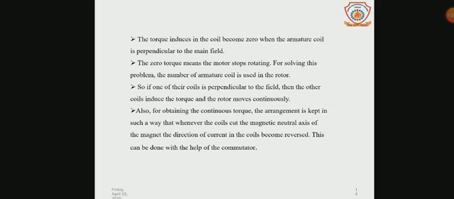The torque induced in the coil becomes zero when the armature coil is perpendicular to the main field. Zero torque means the motor stops rotating. To solve this problem, a number of armature coils are used in the rotor. So if one of the coils is perpendicular to the field, then the other coil induces the torque and the rotor moves continuously.